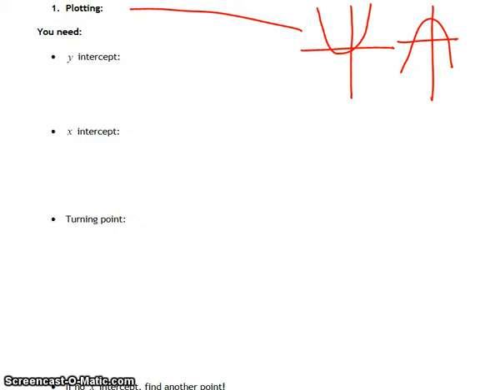Remember that we know a parabola is happy if your a value is positive, your ax squared plus bx plus c is positive, and we know a parabola is a so-called sad parabola if your coefficient of x squared is negative. Right, in any graph that you ever draw, you need to label and plot the y-intercept.